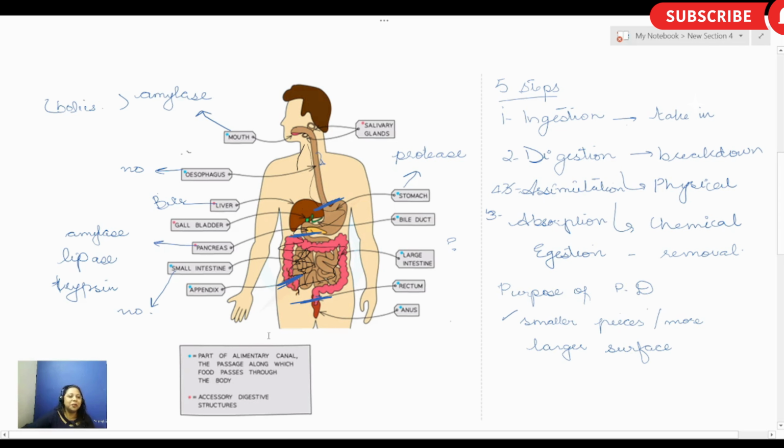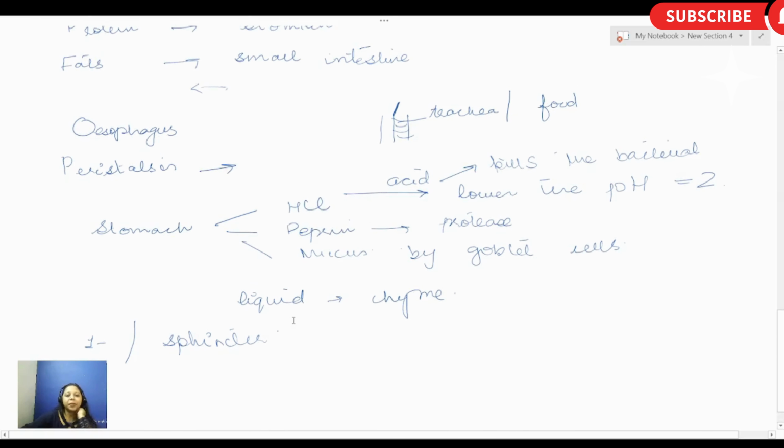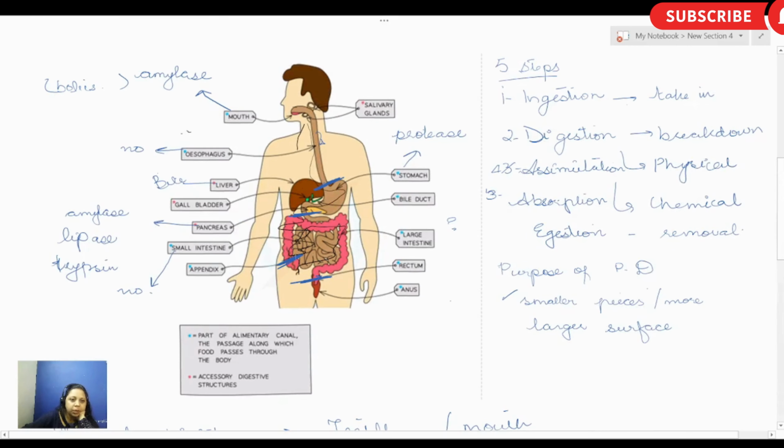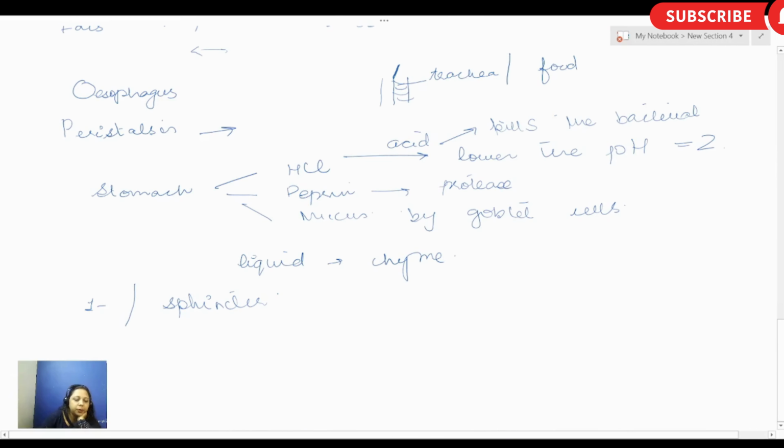Where were we? What was the last topic we were discussing? Okay, sphincters. Now the food moves into the small intestine. The small intestine is connected to two accessory organs. What are those? Liver and the pancreas. Though they are not part of the alimentary canal, they play a very important role in our digestion. The liver produces bile.